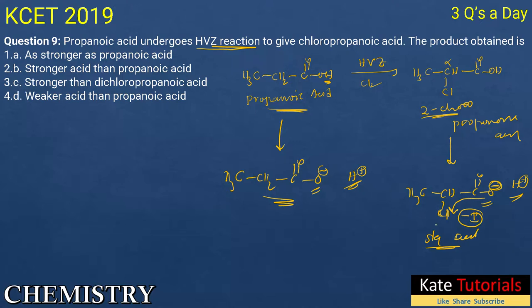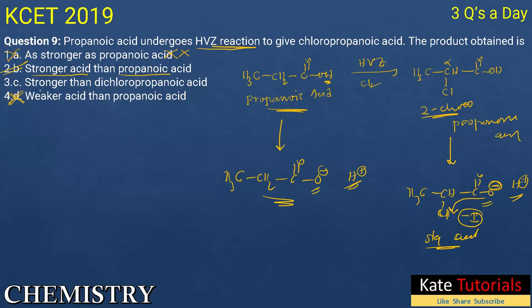But if we compare both, this will be more acidic. So the answer will be B, stronger. This 2-chloropropanoic acid is a stronger acid than propanoic acid. So this is the correct answer. The first one, as strong as propanoic acid: no, both acidities are not the same, so it is wrong. The D option, weaker acid than propanoic acid, is also wrong, because it has a chlorine group to withdraw that negative charge. So this is also wrong.